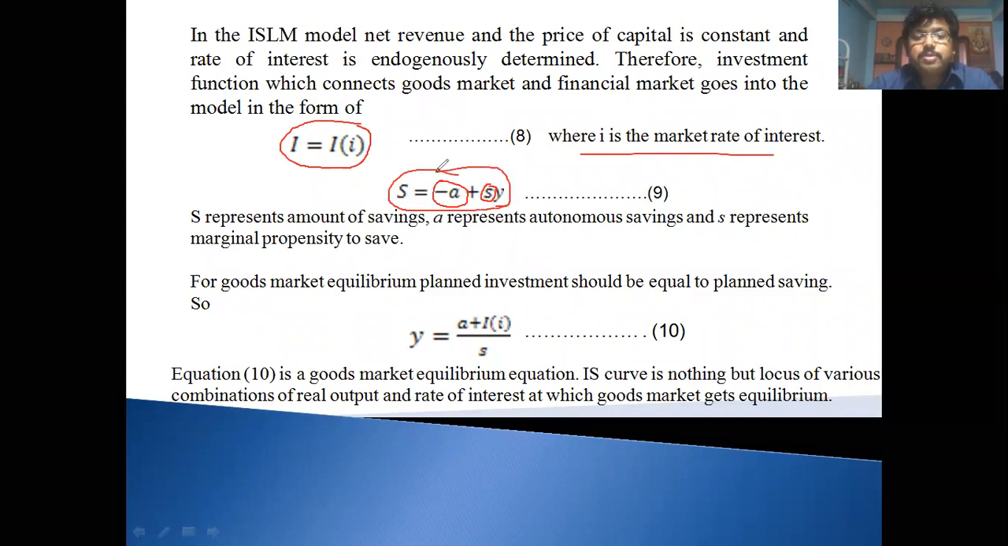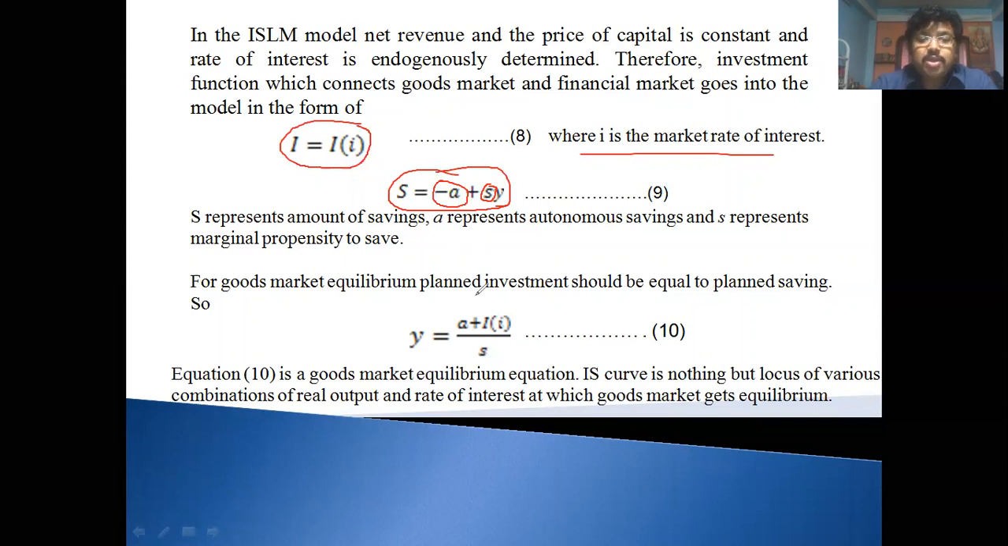For goods market equilibrium, planned investment should be equal to planned saving, because always there is an equilibrium between the actual investment and actual savings, but only in equilibrium we get the planned investment equal to the planned saving. So for goods market equilibrium, planned investment should be equal to the planned saving.